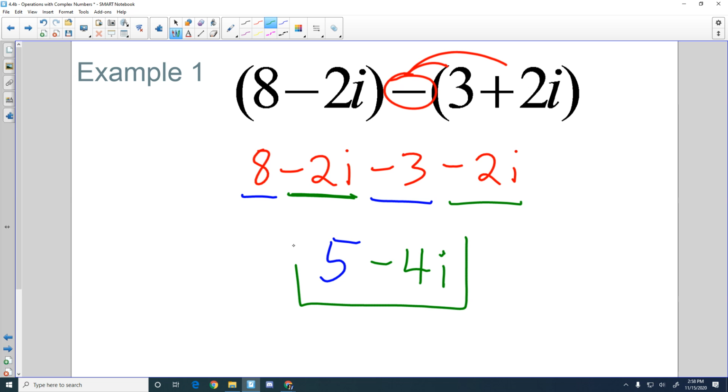Make sure you include that i to indicate that this is the imaginary term. If you didn't have that i, you'd have 5 minus 4, which equals 1. And that's not the case. That i is essential to keep in there for our final answer. Nice and easy.